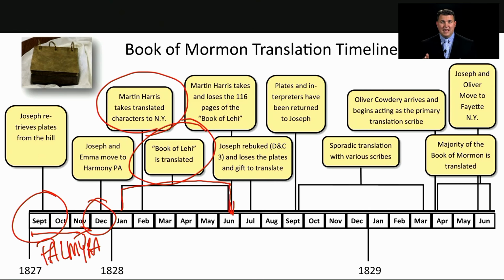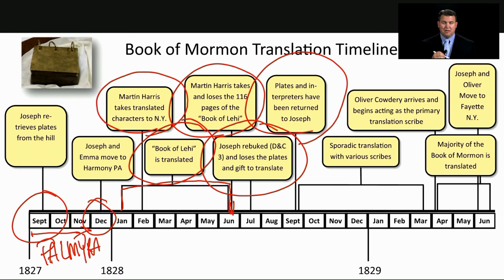Emma almost dies, and that creates the gap where Joseph doesn't hear from Martin Harris for several weeks about the fate of the manuscript. He travels up to Palmyra, New York, and finds out that Martin has lost the manuscript, and Joseph then receives a revelation, section 3 of the Doctrine and Covenants, that rebukes him for losing the plates and takes away his gift to translate.